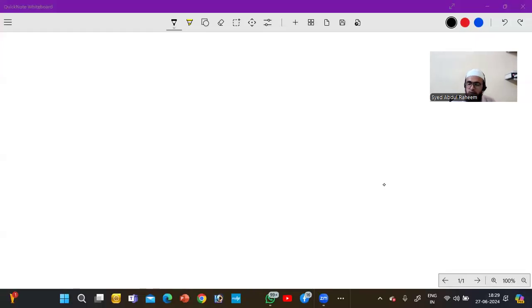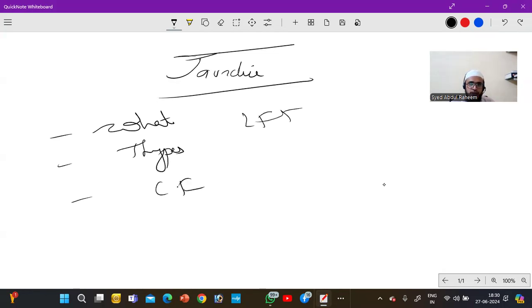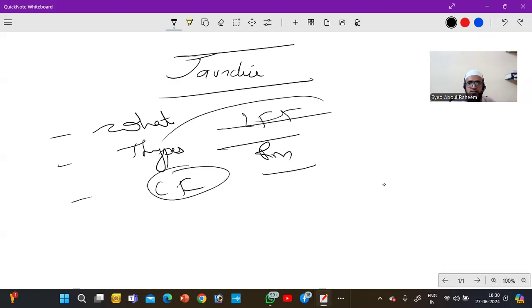So yesterday we talked about jaundice. In that we discussed what jaundice is and how many types of jaundice there are. These are the basic things we discussed yesterday. Today we will discuss the clinical features, LFT and remedies. These are the three things we will discuss today.